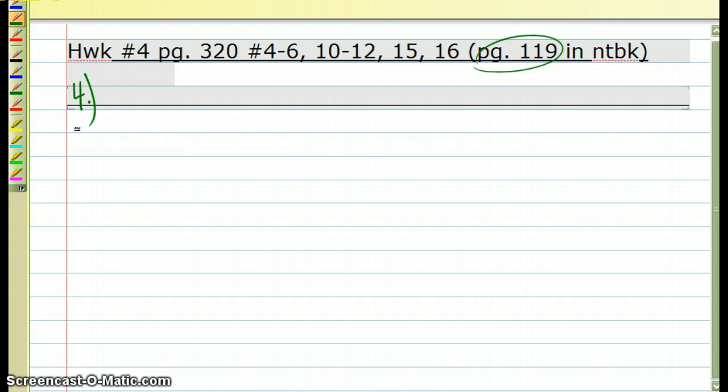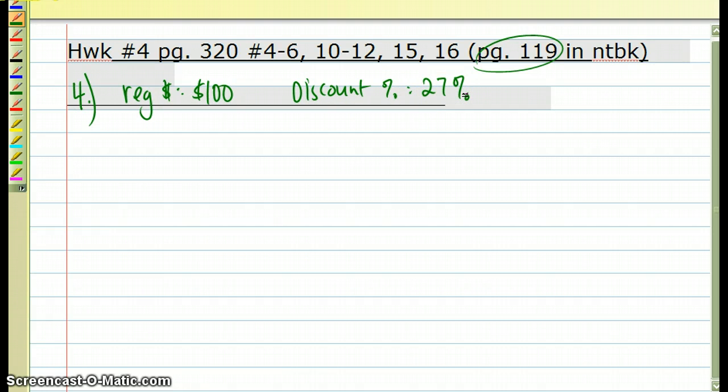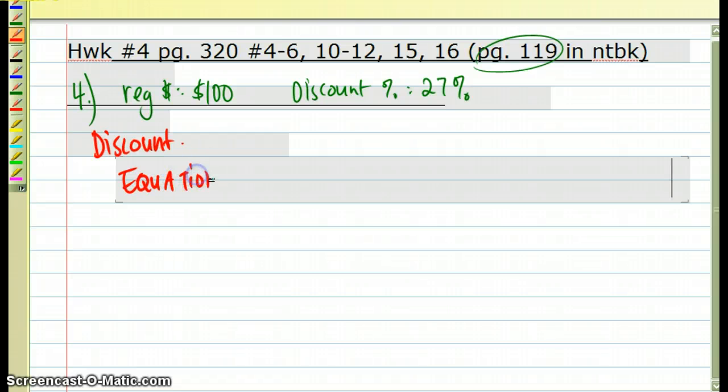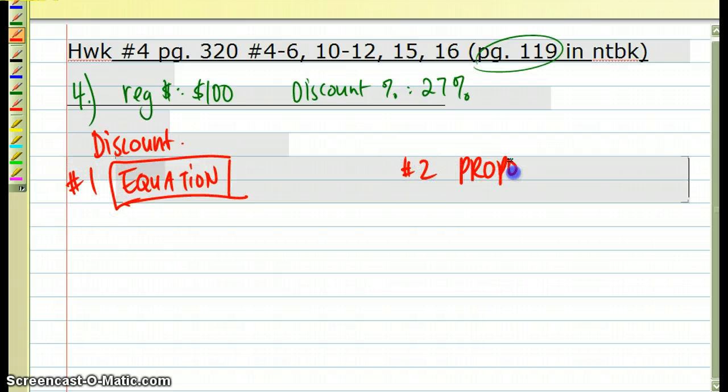We're going to start with the first question for tonight's homework. It gives us that a regular price item is $100 and it's discounted at a percentage of 27%. Okay, we are only needing to look for the discount. There are two methods that we can use. One is to use an equation. That's method 1. The second method is to use a proportion.